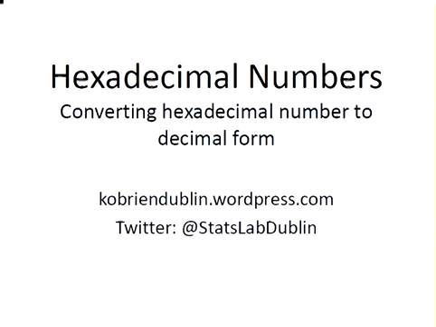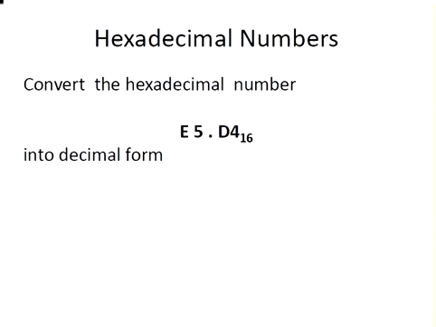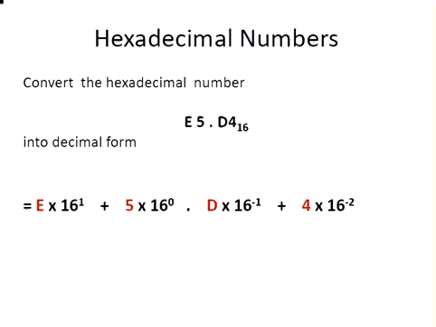In this presentation, we're going to look at how to convert hexadecimal numbers to decimal form. So what we're going to do is convert the hexadecimal number E5.D4 into decimal form.